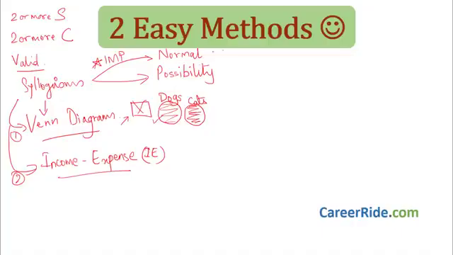Whenever you see normal sums, always use the income expenditure method to solve the sum. It would be very fast, very quick and very easy. Whenever you see a possibility sum, you have to solve using the Venn diagram. There is no other option. Normal sums can also be solved by Venn diagram, but it is easier to solve them with the income expenditure method instead. So go with the income expenditure method for normal sums. For possibility, there is no other option.